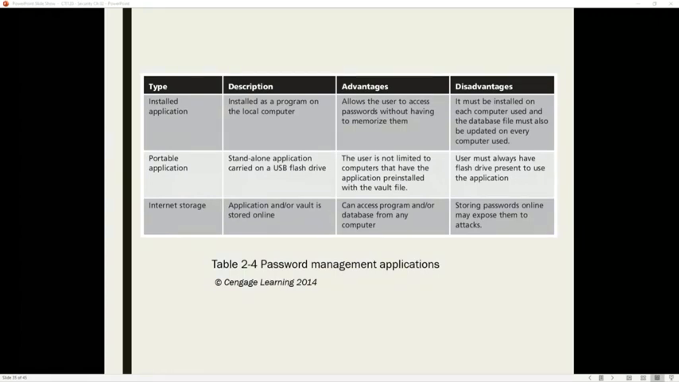If we have a portable application on something like a USB drive, we're not limited to the number of pre-installed computers, but we do have a problem with, if we don't have the flash drive with us, we can't use the application, and if we lose the flash drive, then somebody else could possibly take advantage of it. An internet storage-based system, something like LastPass, is really handy for a lot of people because you can access it from any machine, but then you have storing passwords online, which means that they could theoretically be exposed, no matter how complex they are.